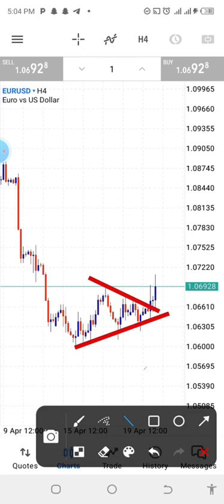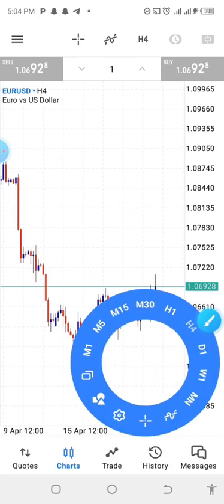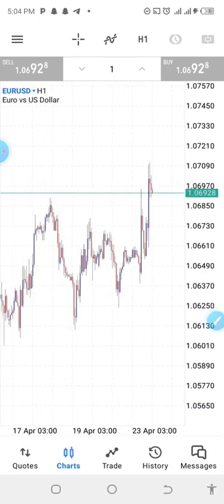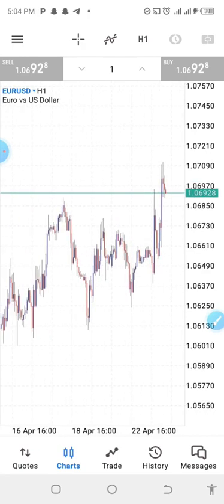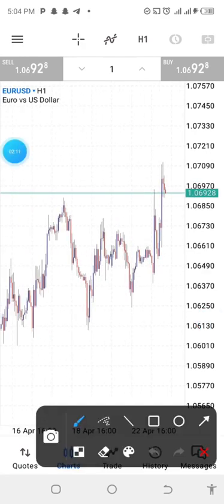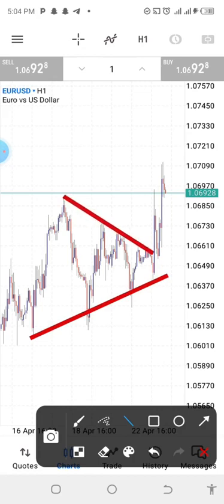Let me go to smaller time frames like H1. You can see that the market has done pretty interesting things. The market has retested. This is the clear picture on H1. The market did what it did, and then broke, and then retested, and then it's going up.